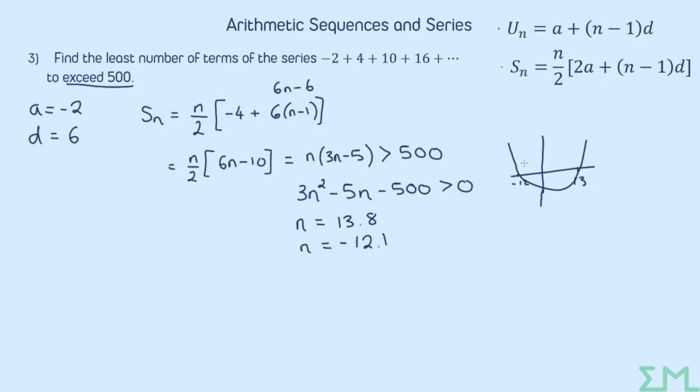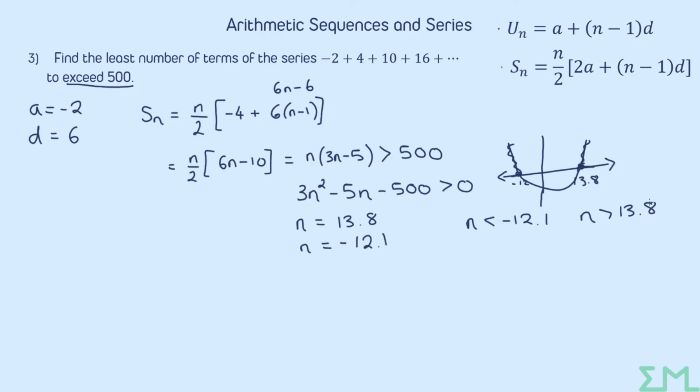We want greater than 0, so we're above the x-axis, so we want these bits here. Therefore we want larger than 13.8 and smaller than -12. So let's just write those down and then we will think about the context of the question. So we either want smaller than -12 or larger than 13.8. I have rounded these to one decimal place.